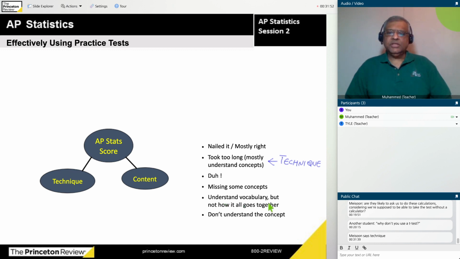And what about understand the vocabulary but don't know how it all goes together? Where should the focus be as you are looking at this piece? Realize you understand the vocabulary, so you know some of the content, but if you don't know how it goes together, you don't have enough to actually solve the problem. So things like that would go where? I would imagine these would go in content.